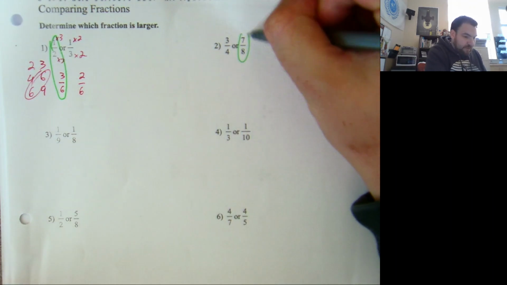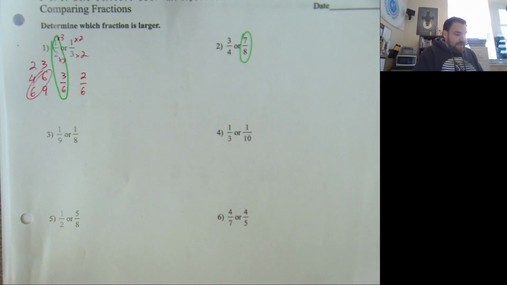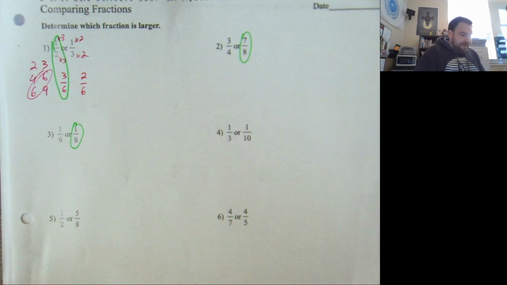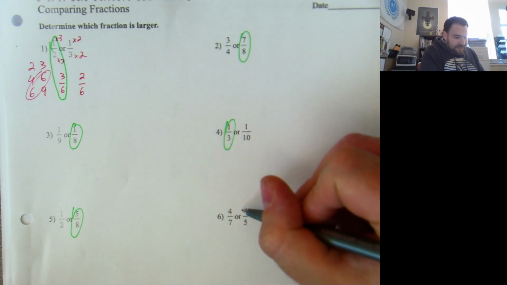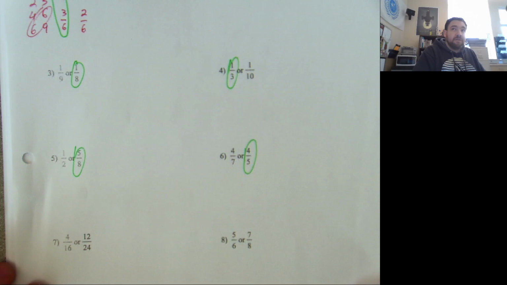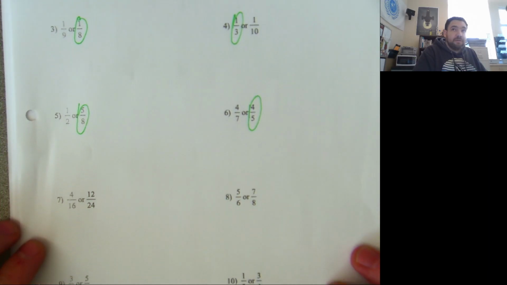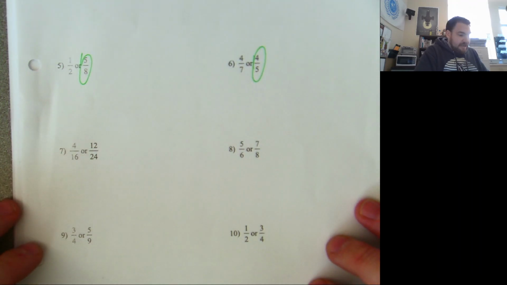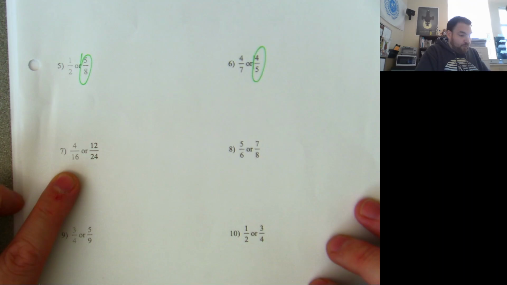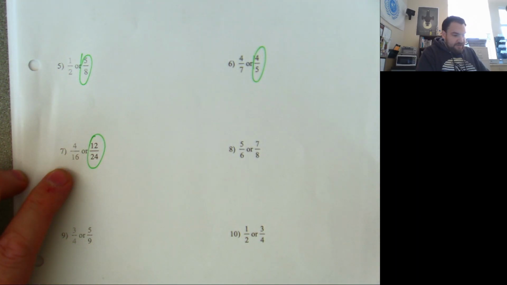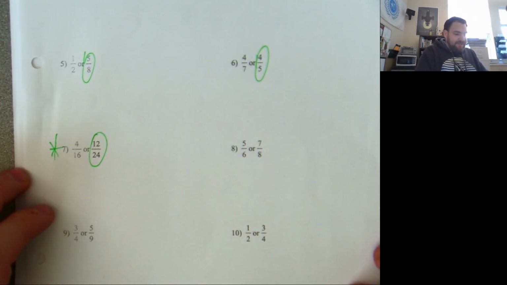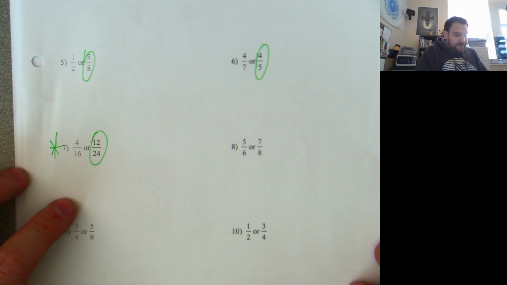So number 2, that one is going to be the one that is larger. This one, number 3, that's going to be the larger of the two. That's going to be larger. That's going to be larger. This one's going to be larger. Number 7, that's a half, so that one's going to be larger. I'm going to star number 7. I'm going to come back and talk about 7 because there's a really nice way to do number 7.